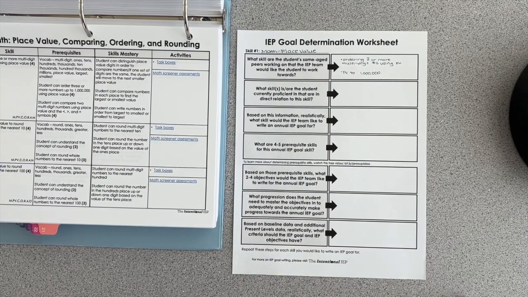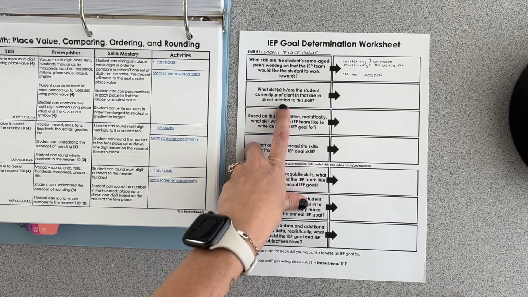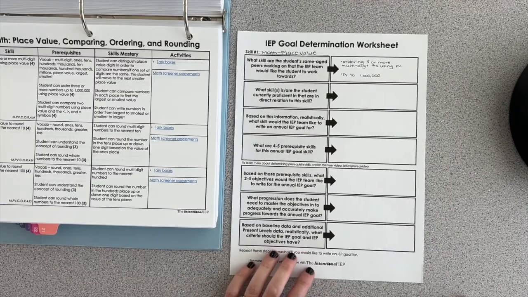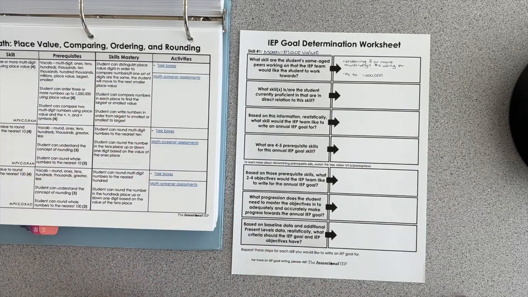That I'm thinking of, where I want my student to be. And so now the next question you have to ask yourself is, what skill or skills is or are the student currently proficient in that are in direct relation to the skill? And this is where your matrix comes in handy. This is where your spiral list of skills or your state standards come into play.